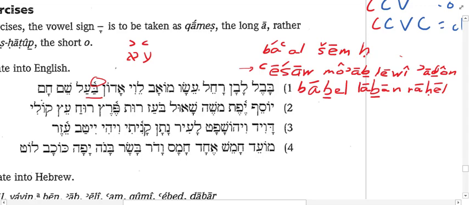Chet. A kametz over here. The kametz is a long A. I'm going to put the line over that. And then a final mem. An M. Cham. Shame and cham. There you go. All right. So those are the ones from number 1.